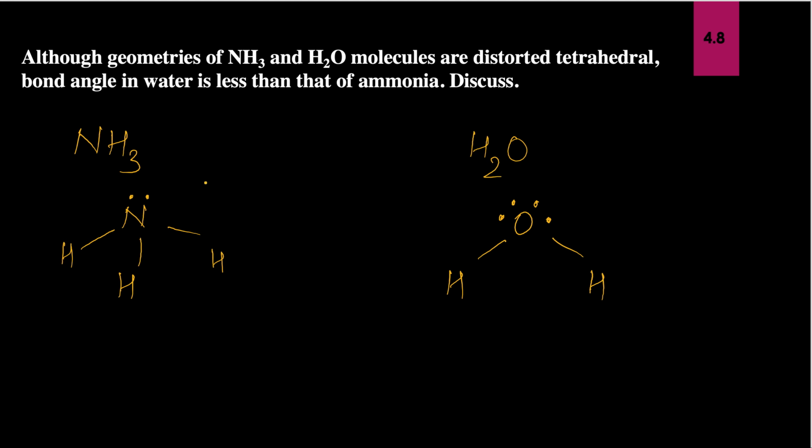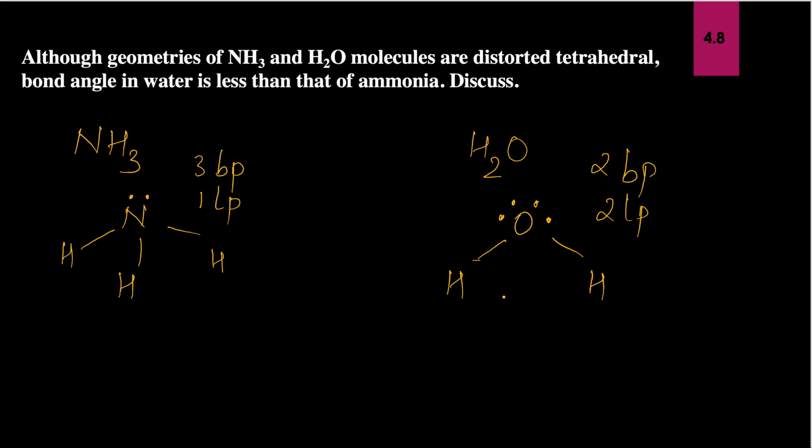Now, when you look at ammonia, it has 3 bond pairs. This is one bond pair, this is another one, and this is the third one. So it has 3 bond pairs. In water, you have 1 and 2. So here you have 2 bond pairs. Whereas if you look at ammonia, it has only 1 lone pair. In water, there are 2 lone pairs. So you see the number of bond pairs and lone pairs are different here.